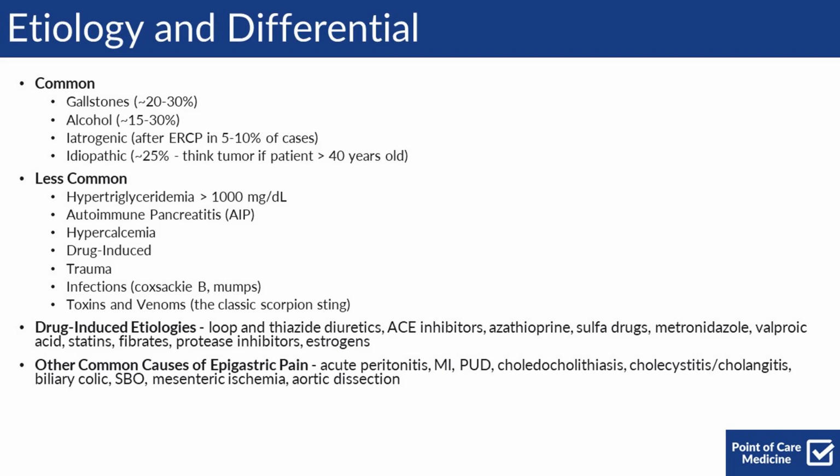And it's very important to be considering other common causes of epigastric pain, which can include acute peritonitis and MI, peptic ulcer disease, choledocholithiasis, cholecystitis or cholangitis, biliary colic, an SBO, mesenteric ischemia, and an aortic dissection.